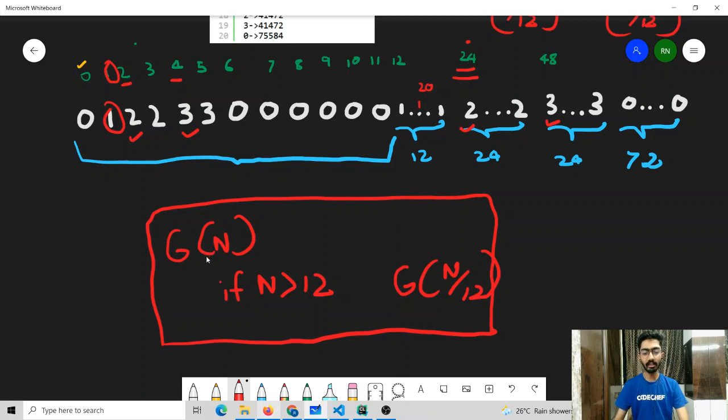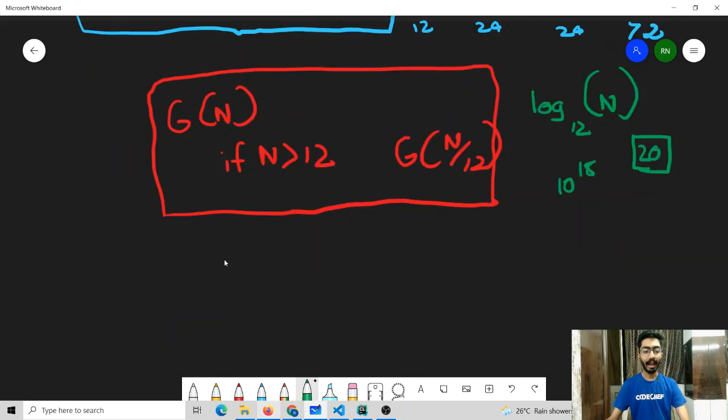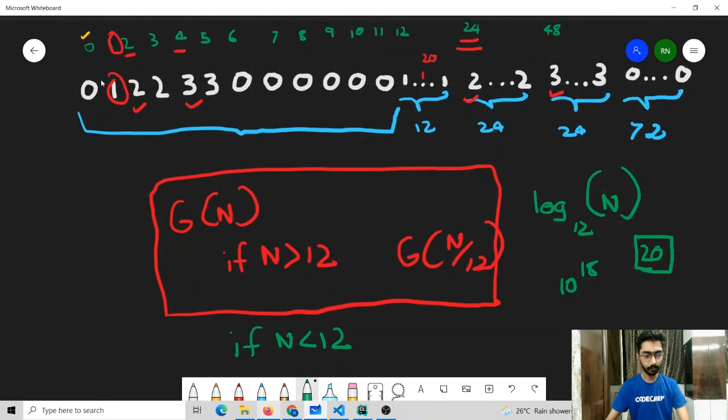Since in order to find the Grundy number of any state, we are going to look at a state which will be n by 12. So the time complexity of finding a Grundy number for any value is going to be log base 12 of n, which will be very fast, because even for a value like 10 to the power 18, log base 12 will not be greater than 20 steps. And once we reach any value where n is lesser than 12, we can easily give our Grundy number based on this array. The Grundy number of any value from 0 to 11 can be given based on this array.